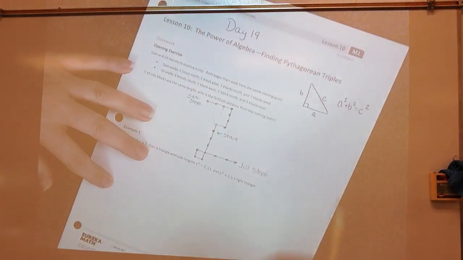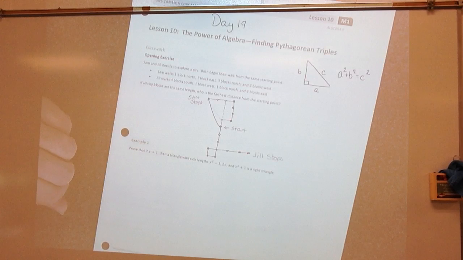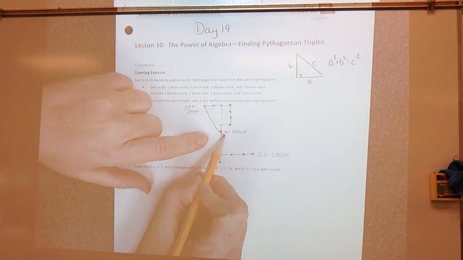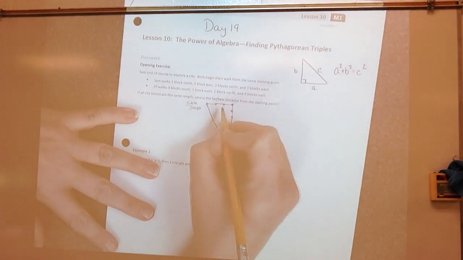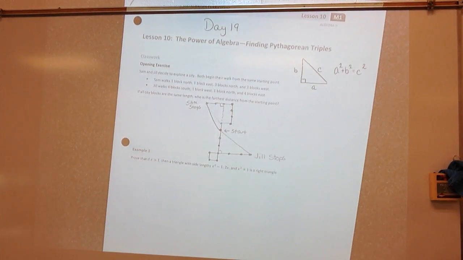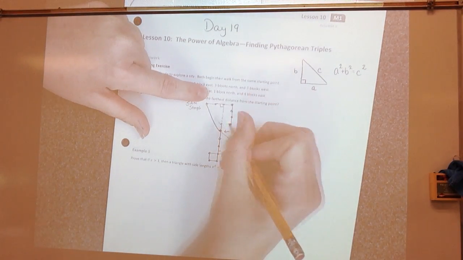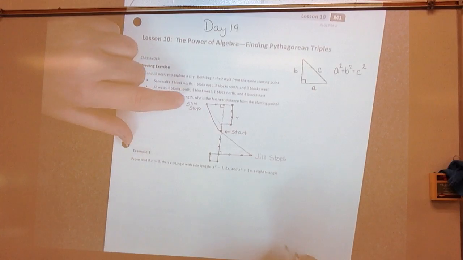Sorry, because we are asking, who is the farthest from the starting point? So I can draw a triangle there. And now I can draw a triangle from where Jill stops, and we can look at our right triangles. All right? So, let's think about this. What is the length of this side? Well, 3, 4 is the whole side.